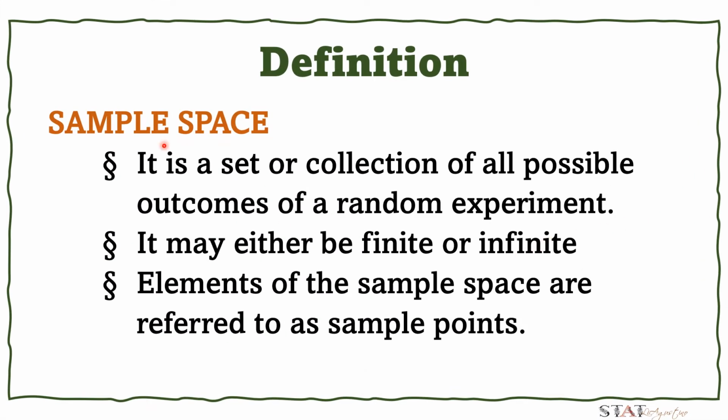So let's define sample space. It is a set or collection of all possible outcomes of a random experiment. It may either be finite or infinite. Elements of the sample space are referred to as sample points. Just like in our previous example in rolling a die, we can have the 1, 2, 3, 4, 5, 6 faces or dots, and the outcome, let's say 1, is an example of a sample point. So in other words, elements of the sample space are referred to as sample points.